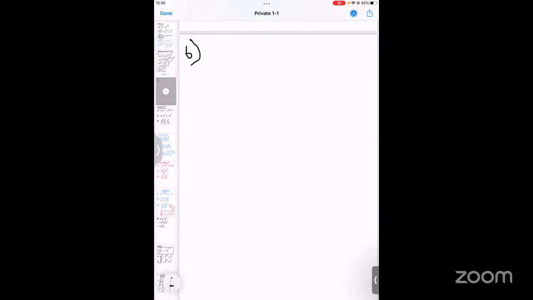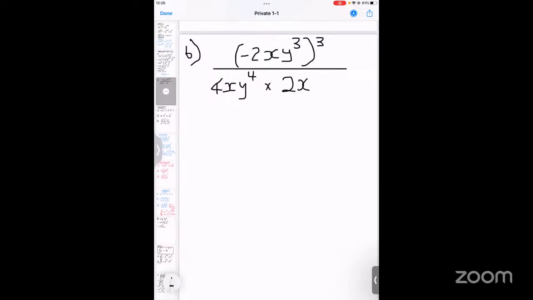This is example B. Inside the brackets, we have -2x, we also have y to the exponent 3, and then that is to the exponent 3, divided by 4x y to the 4, and this is multiplying 2x squared, y to the 5. This is what we are given, Langelihle.